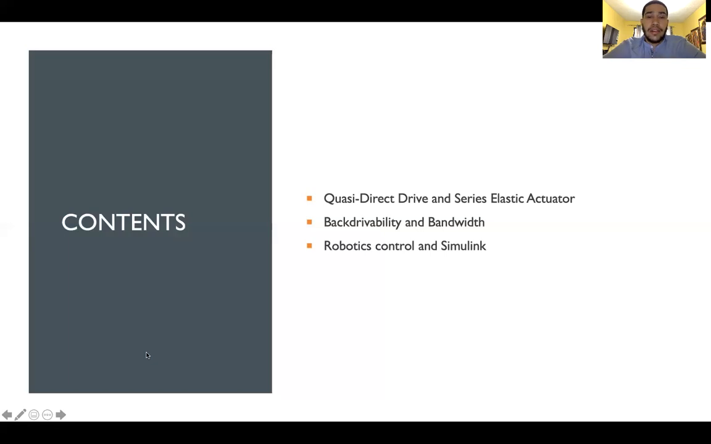For my project, I'm going to be comparing two different types of actuator, the Quasi Direct Drive and the Series Elastic Actuator. The way I'm going to compare them is by looking at the back drivability and the bandwidth, and also processing this with robotic control and using Simulink.